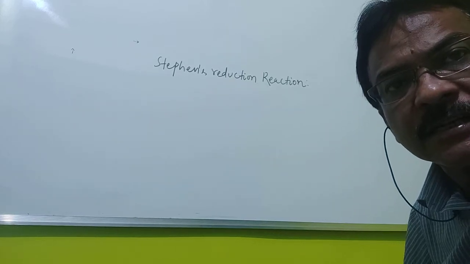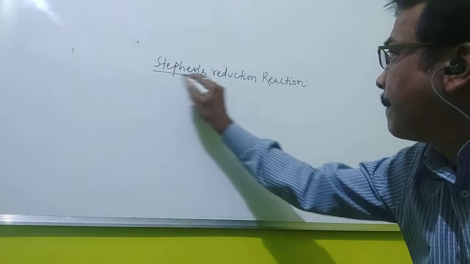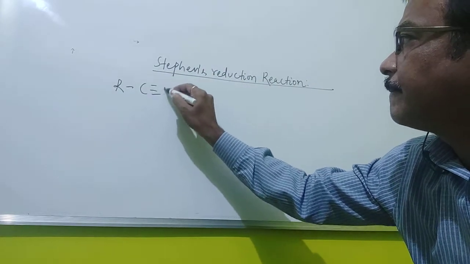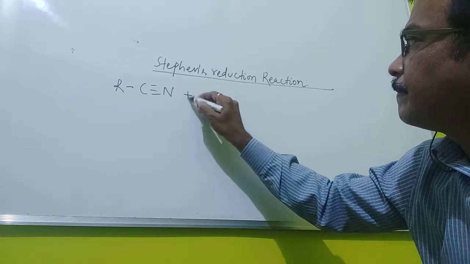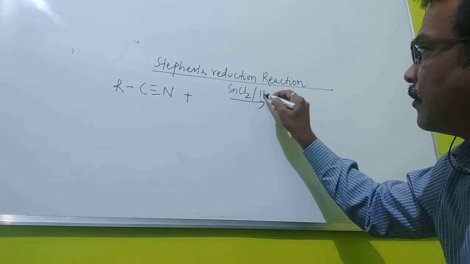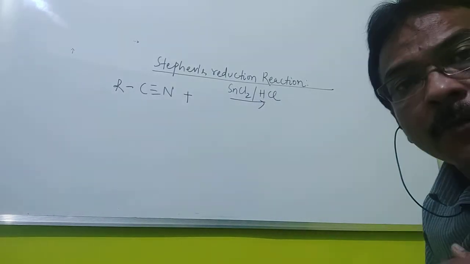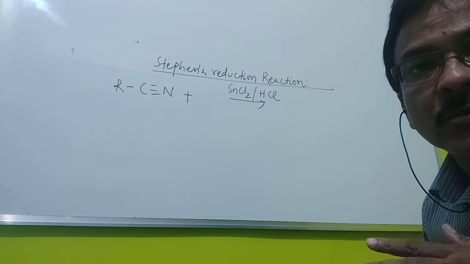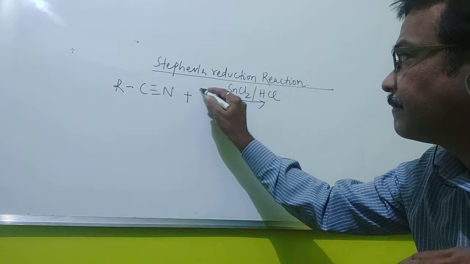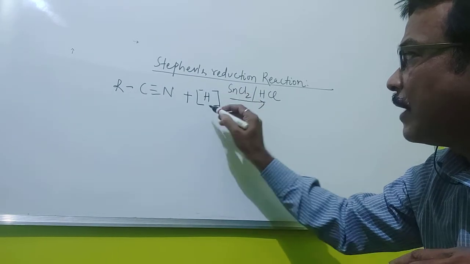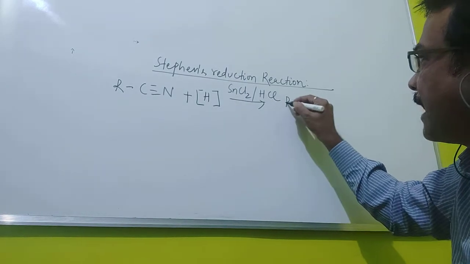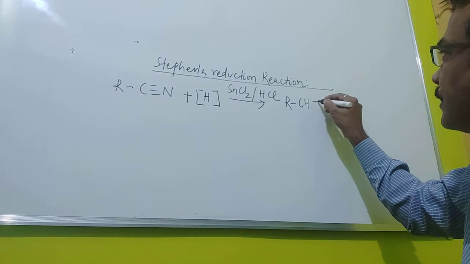Today we'll discuss Stephen's reduction reaction. You take here RCN, that is nitrile group, and treat it with a mixture of tin chloride and hydrochloric acid. From the mixture of tin chloride, that is stannous chloride, and hydrochloric acid, you will get nascent hydrogen. When nascent hydrogen comes in contact with cyanide, that will form imine in this way.